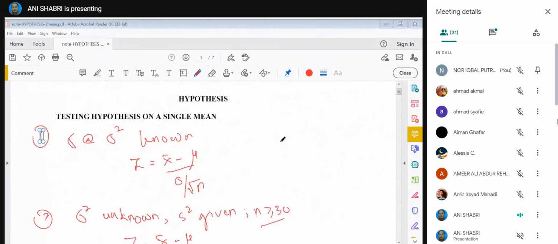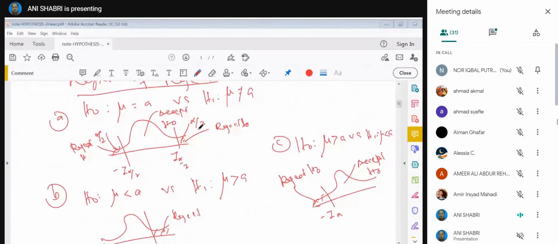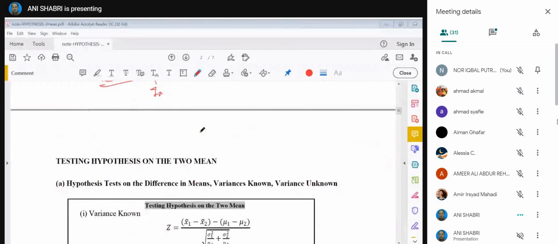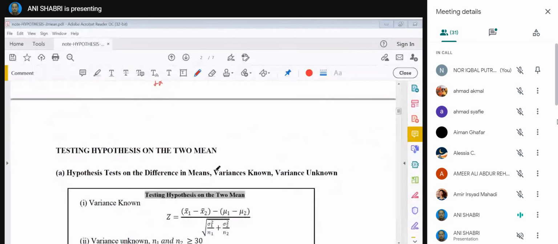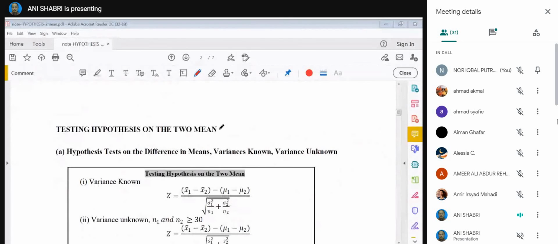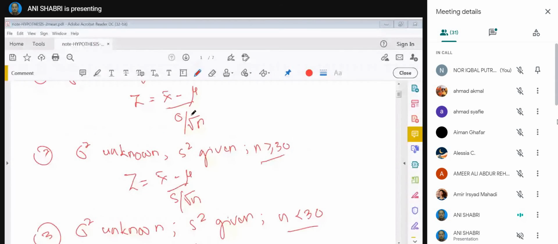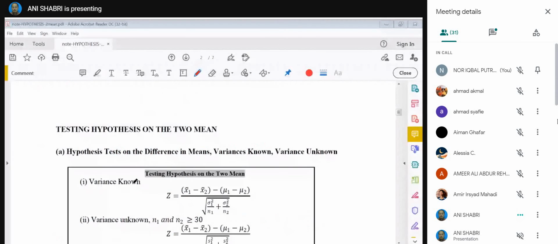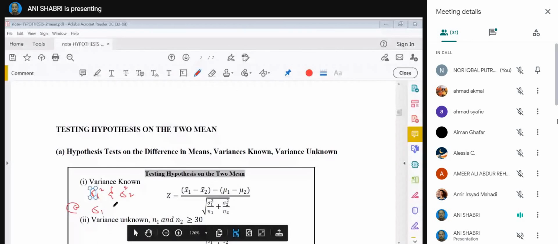Today we continue with hypothesis testing using two means. If you see, the formula is almost the same, but using two means. For concept 1, if the variance is known, meaning sigma 1 and sigma 2 are given, or standard deviation 1 and standard deviation 2 are given, we must use Z. The formula for Z is x bar 1 minus x bar 2 minus mu 1 minus mu 2, divided by sigma 1.